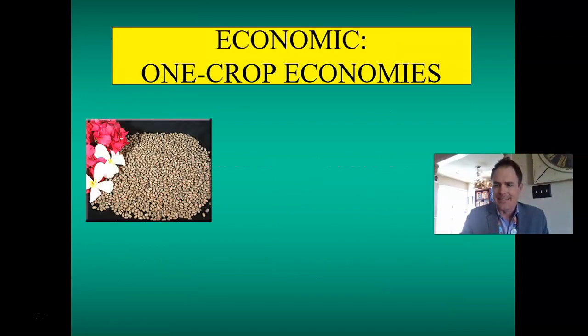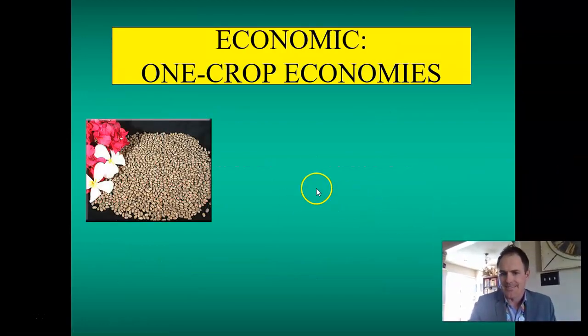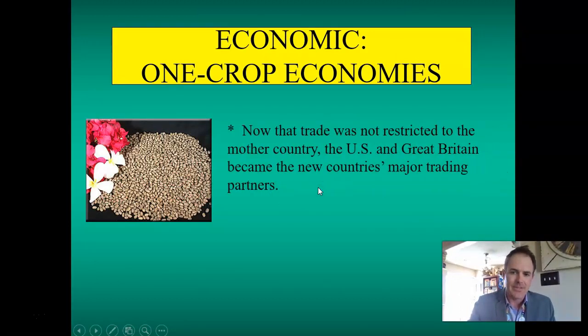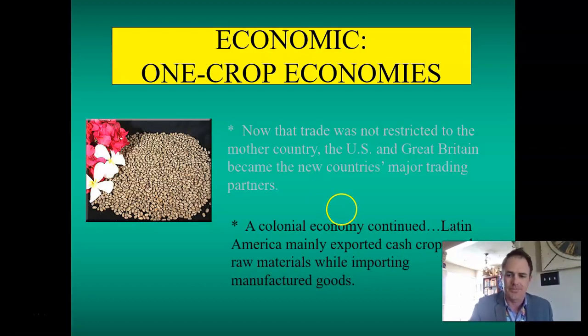All right. Lastly, economic effects. What happens is that not much actually changes as far as the economic structure of the society. The only thing that really changes is the trading partner, right? So it was Spain, right? Spain had a monopoly on the goods and resources coming out of Spanish colonies. Now the U.S. and Great Britain become the country's major trading partners.